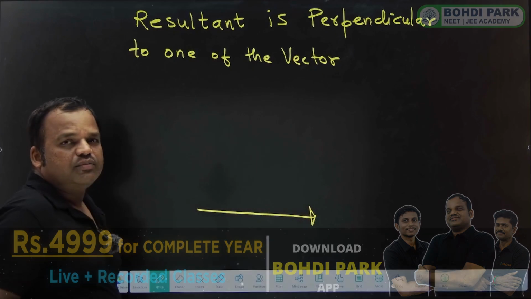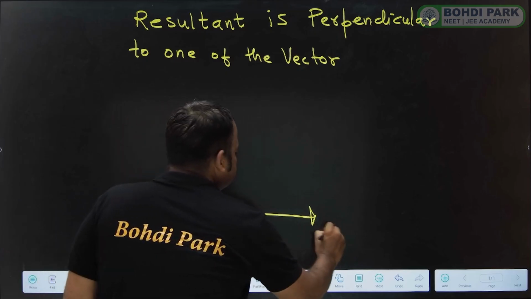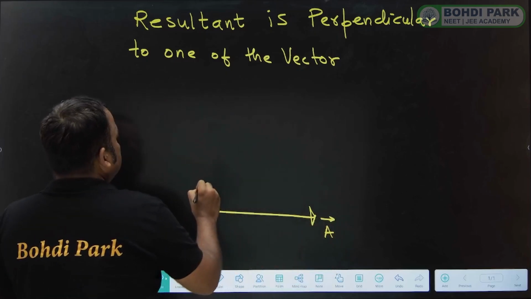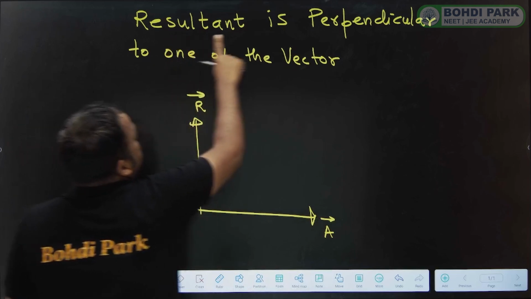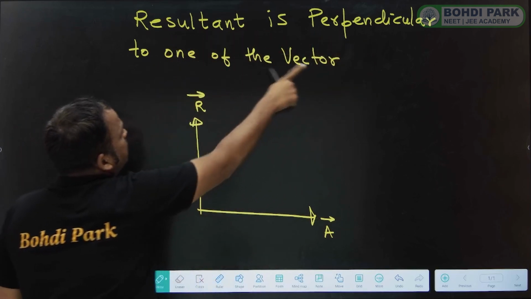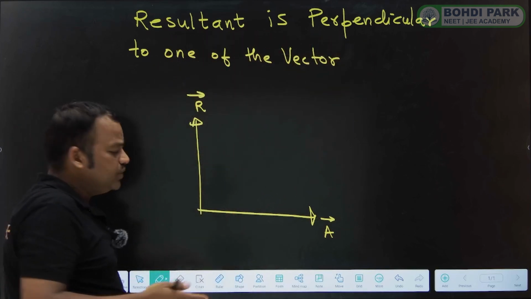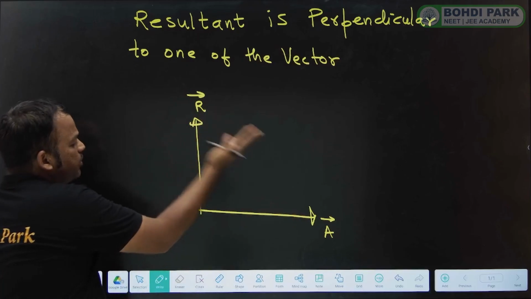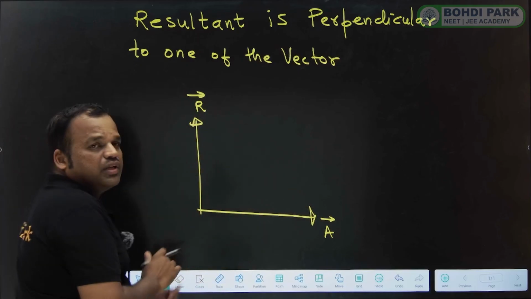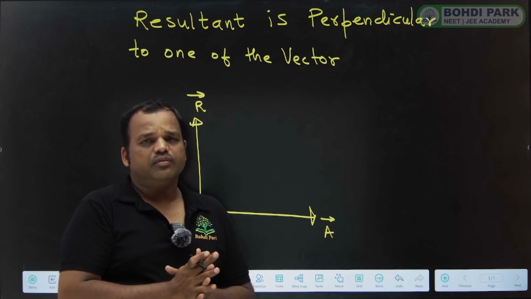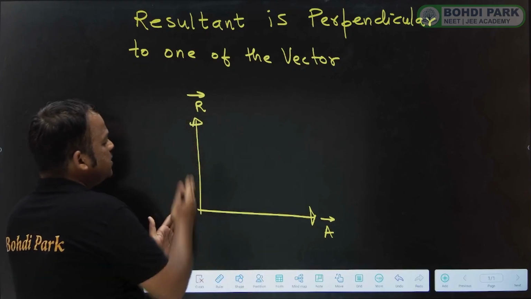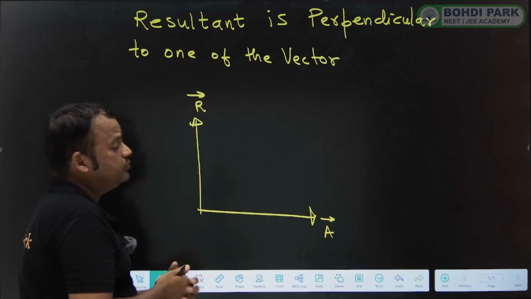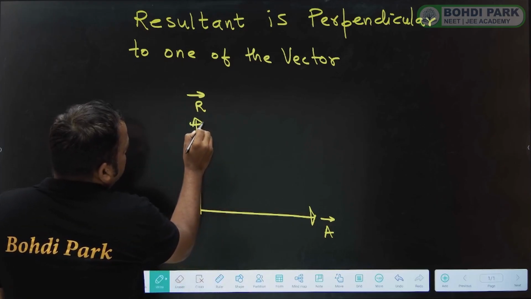Let's imagine this is A vector. This is the resultant. Resultant is perpendicular to one of the vectors. So which vector? A vector. Resultant is perpendicular to A vector. Now we know that in parallelogram law, the resultant is the diagonal with common tail. So let's complete the parallelogram.